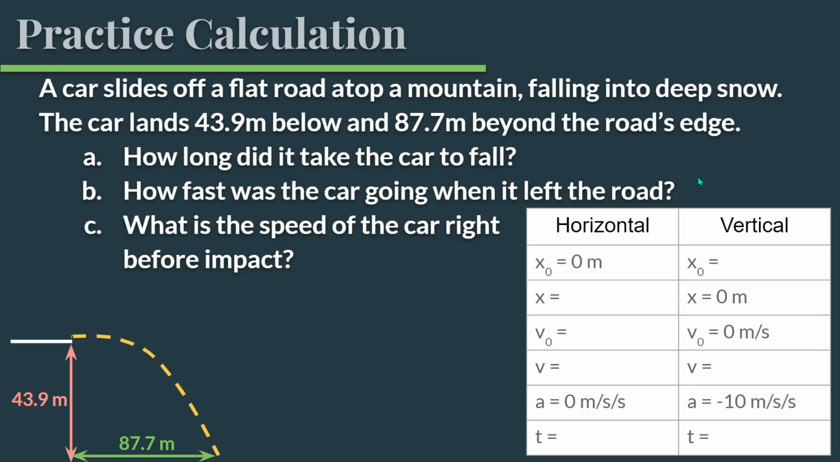All right, so let's look at an example. You'll notice I have my table here and I've filled some things into it already. The example says a car slides off a flat road atop a mountain, falling into deep snow. The car lands 43.9 meters below and 87.7 meters beyond the road's edge. And I have 3 questions here that I'm asking you to answer. How long did it take the car to fall? How fast was the car going when it left the road? And what is the speed of the car right before impact?